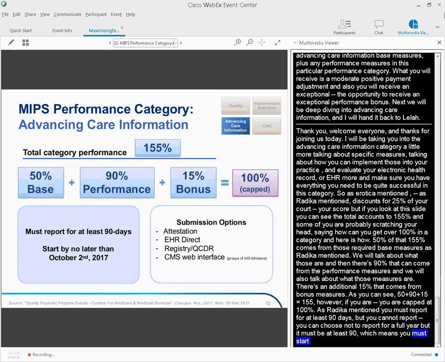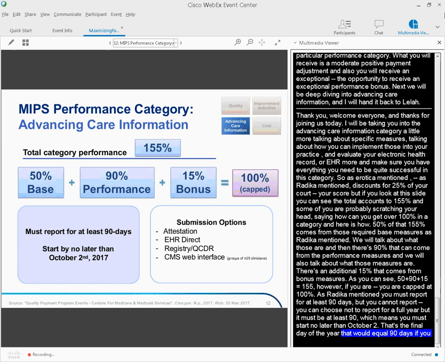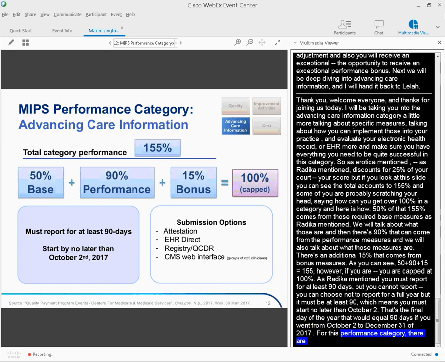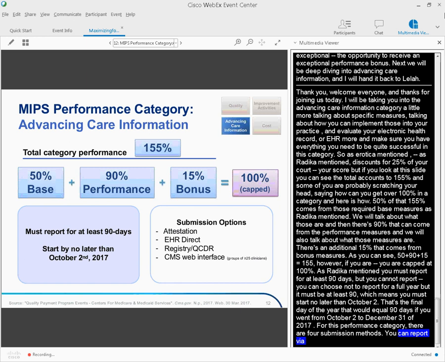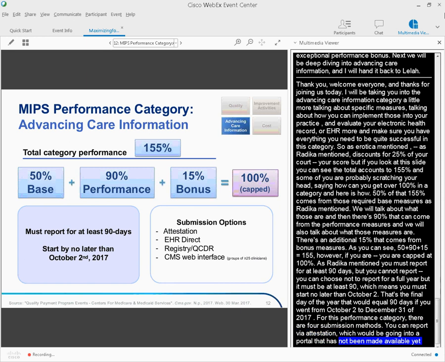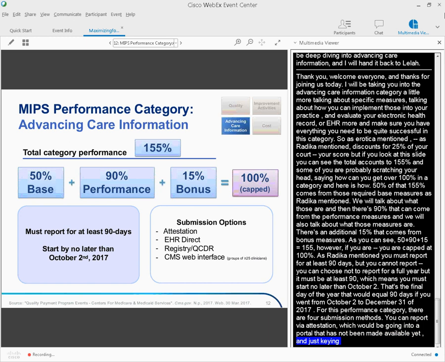For this performance category, there are 4 submission methods. You can report via attestation, which would be going into a portal, which has not been made available yet, and just keying in your data manually. You'll look at the measures and enter your numerator, denominator, and any exclusion populations.